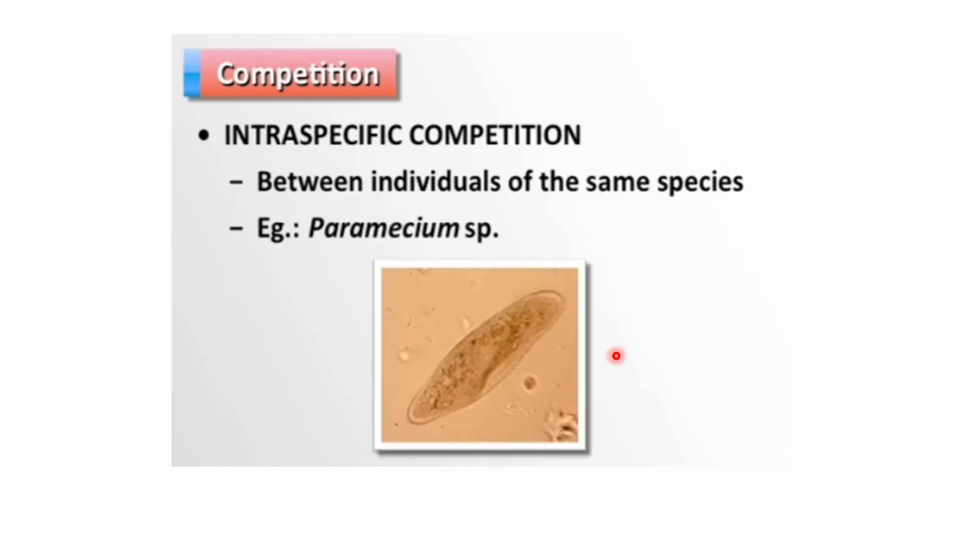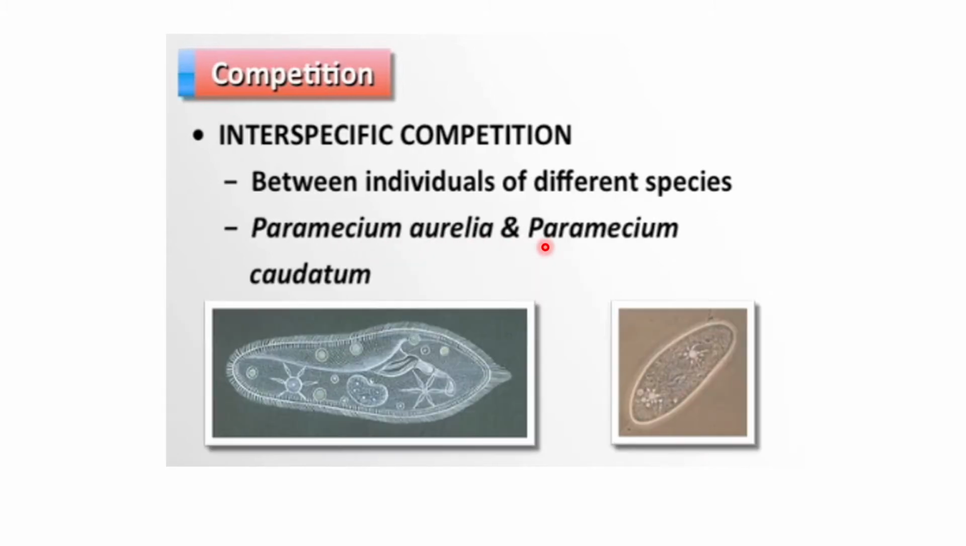Alright, another example of intraspecific competition, between organisms of the same species, for example, Paramecium species. If it is interspecific, that means between organisms of different species. So here in this case also Paramecium is given as an example, but of different species, Paramecium aurelia and also Paramecium caudatum.